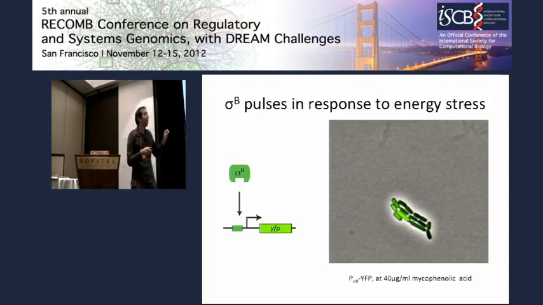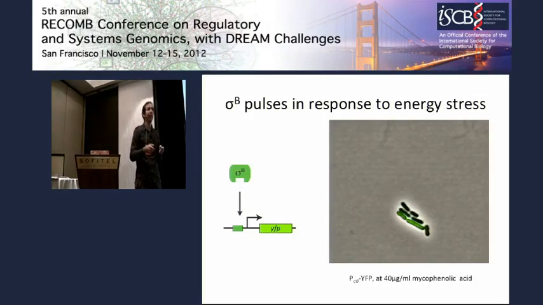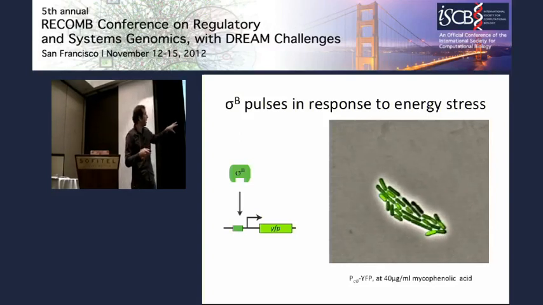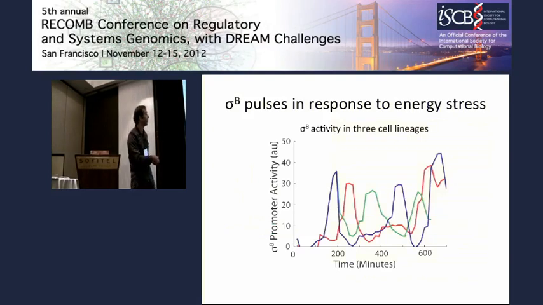And if we plot the rate of production of YFP, which is a measure of the promoter activity at any given time, from cells in these movies using tracking algorithms to follow individual cells, we see something very striking, which is the promoter activity of a sigma B target. It comes on in pulses that are very stochastic. So these are three different lineages, for example. You can see this kind of pulsy dynamics.